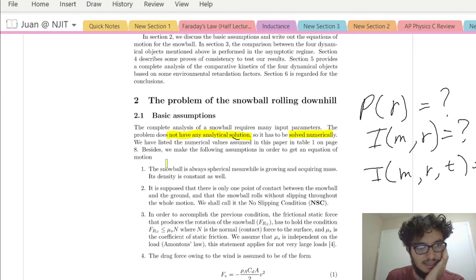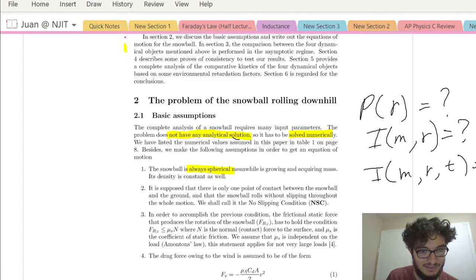We have listed the numerical values assumed in this paper in table 1, in page 8. Besides, we make the following assumptions in order to get the equation of motion. So the first assumption is that the snowball is always spherical, meanwhile it's growing in acquired mass. The density is constant as well. So, you know, if it's always the same shape, well, the calculations shouldn't be that impossible, right? I mean, that's what my first guess would be.